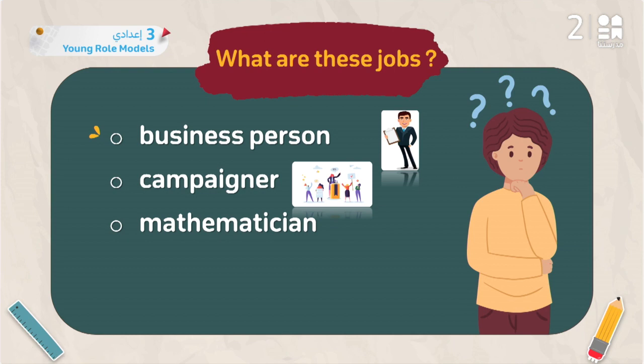This is a campaigner. The third word is a mathematician. Of course, we can relate this word to math. So a mathematician is someone who works with math or someone who is good at math. يعني شخص عالم رياضي أو شخص بيعرف في الماث.